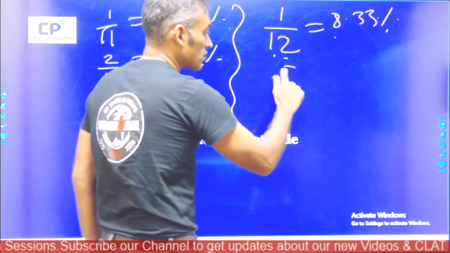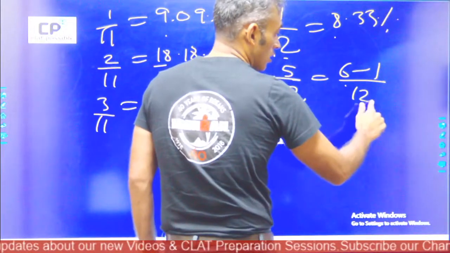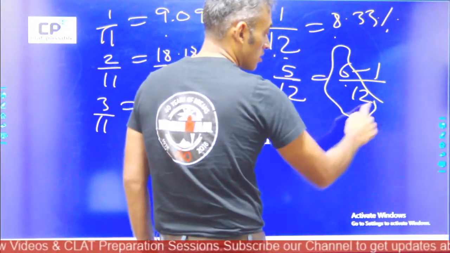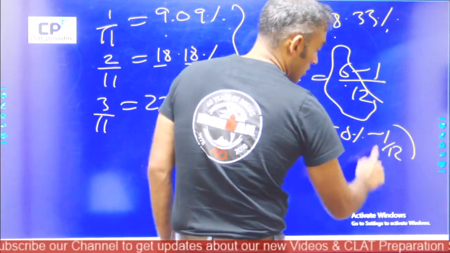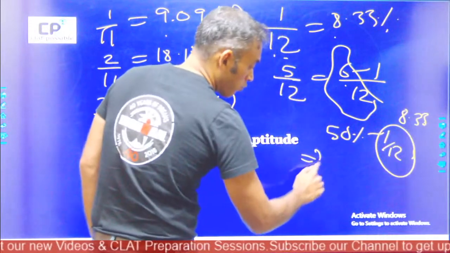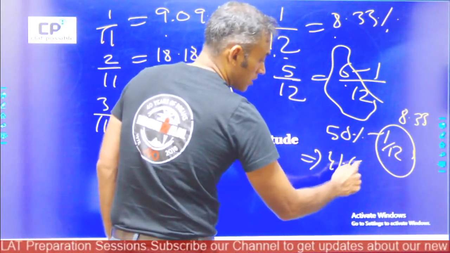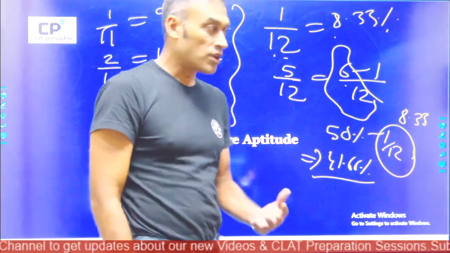Now for instance, the number is 5 by 12. All that you have to do is split it: 6 minus 1 by 12. We know 6 by 12 is 50%. So 50% minus 1 by 12, which is nothing but 8.33. We know that. So this will become 41.66%. Like that. So become comfortable with it.